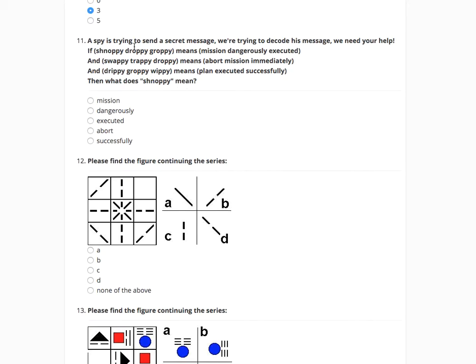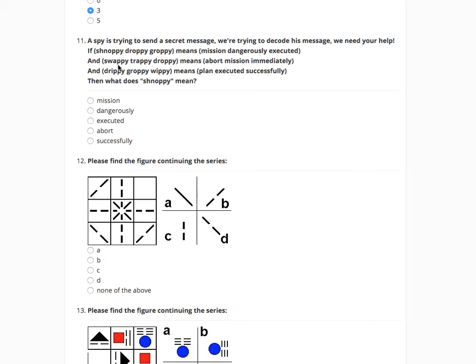So we have to relate these words to the English words and see what we can match. So schnoppy, droppy, groppy, mission dangerously executed. So let's compare the first and second one and see what we get. Which one repeats? The one that repeats is the droppy. And here the one that repeats is mission. So droppy must be mission.